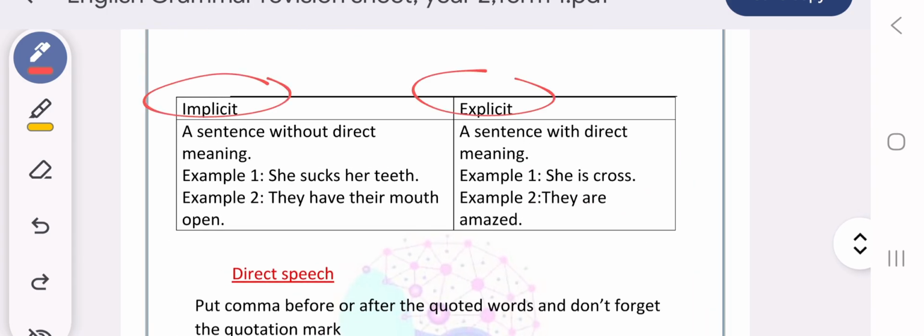Implicit and explicit. Implicit means indirect, or without direct, indirect. And explicit means direct.